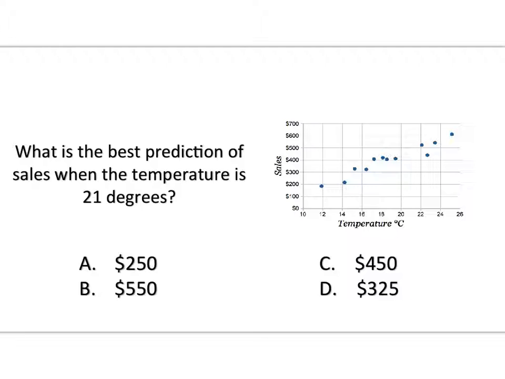What is the best prediction of sales when the temperature is 21 degrees? All right. Look at the answer choices and give yourself a minute to think about what it could be. So, at 21, we want a temperature. I'm going to go up, and where it hits the scatter plot, it's about somewhere between 400 and 500. So a good answer would be C.